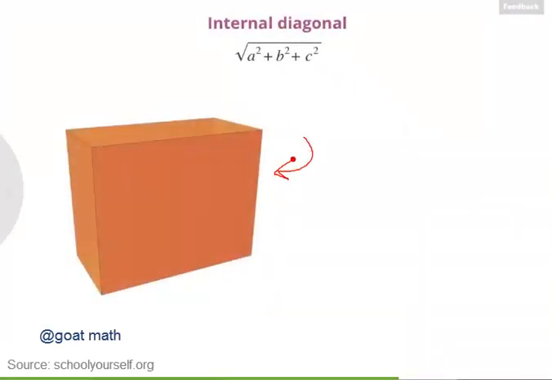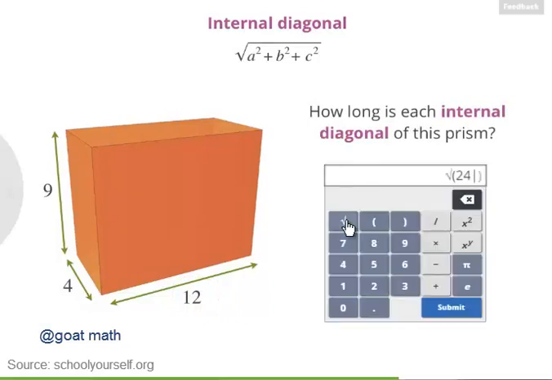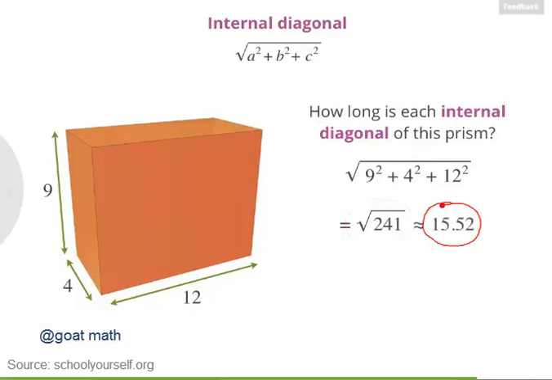Try a numerical example. Suppose this rectangular prism here has dimensions 9, 4, and 12. How long is each internal diagonal of this prism? Nicely done. So you took the three dimensions, and then you squared them, added up those squares, and took that square root. This equals the square root of 241, which is approximately 15.52.